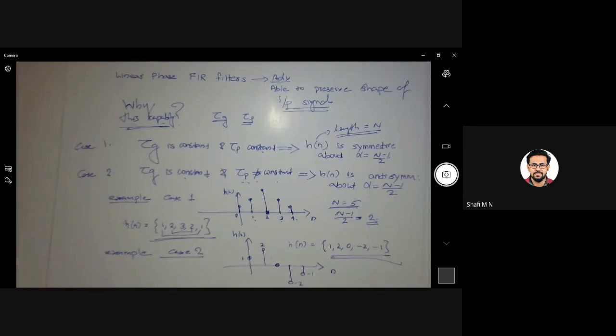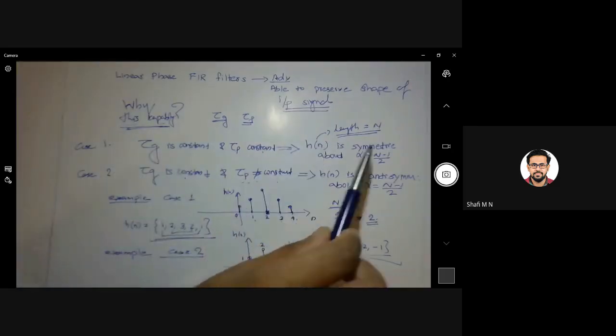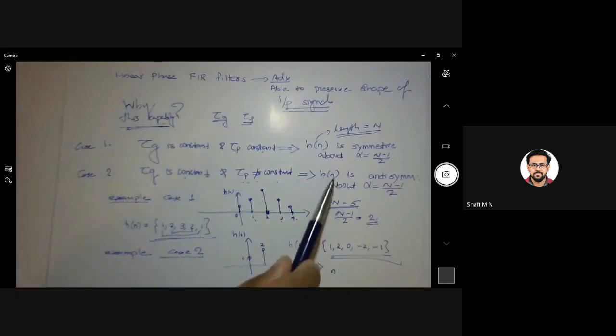Give you 1 minute to look into this. When group delay and phase delay are constant, your impulse response will be symmetrical about the center of symmetry. And when group delay is constant and phase delay is not constant, your impulse response h of n is anti-symmetric. Same nature you will have with the spectrum also. We will see that. Okay.